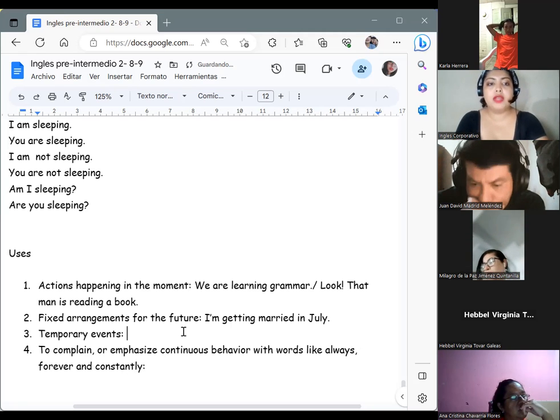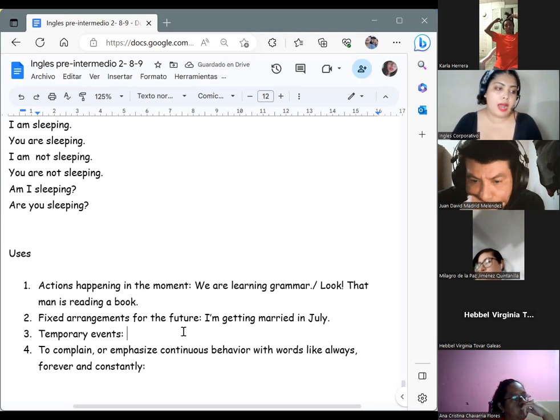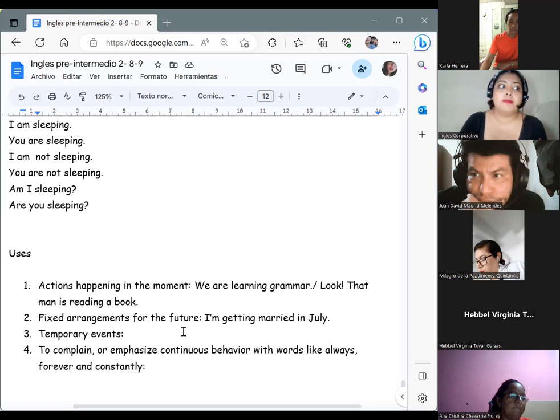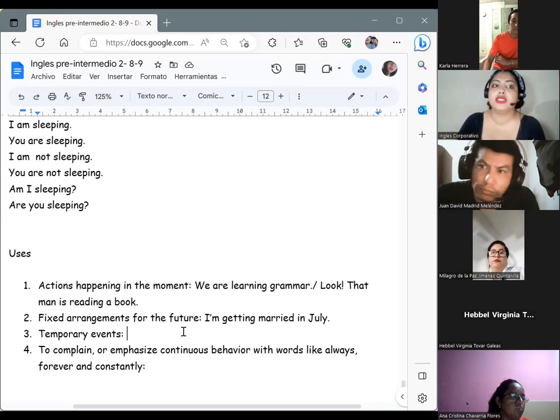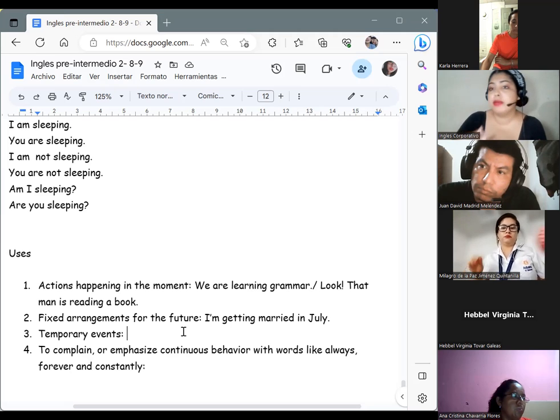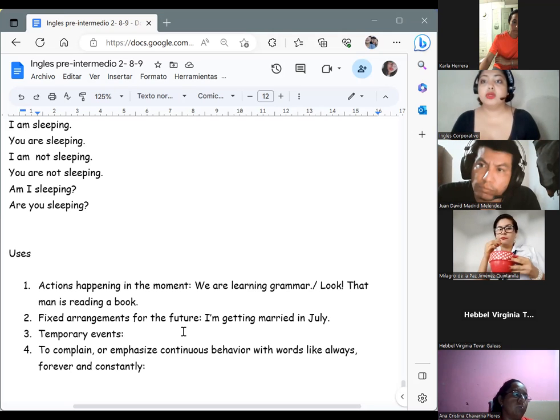Okay, in this case, for the number three, temporary events, we are talking about an event that is happening in a very short moment. So it's maybe a concert, it may be a movie, maybe a celebration, a game, something like it's going to happen in a couple of hours and is something temporary. So in that case, I am not living that action all the time. It's not like I am going to work every day or I am sleeping every night. No, it's talking about something temporary, something that is like a instant. Es un instante, a pesar de que dure una hora, dos horas, es un instante en el que estamos viviendo.